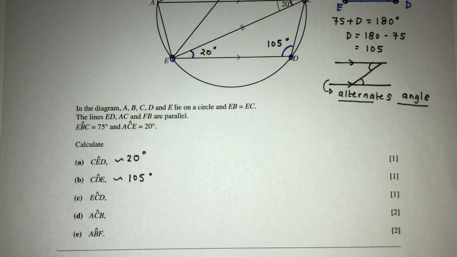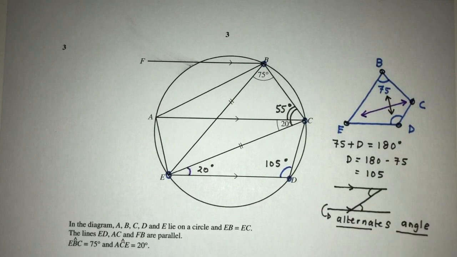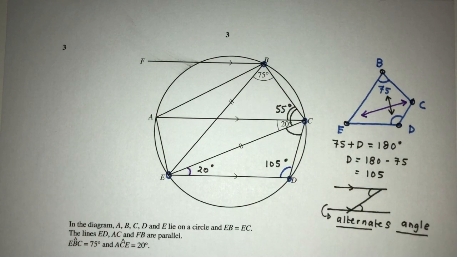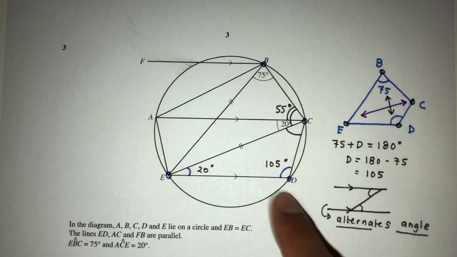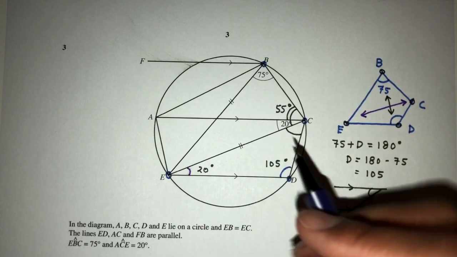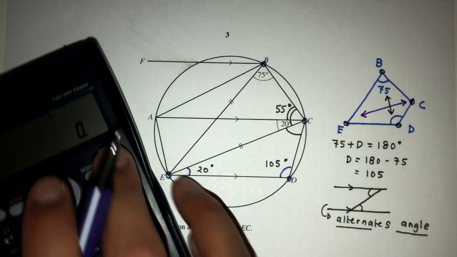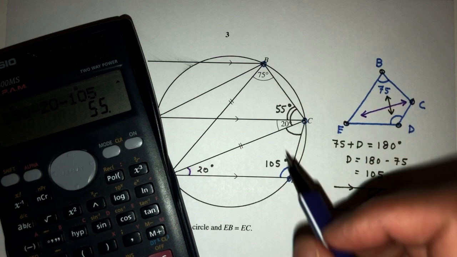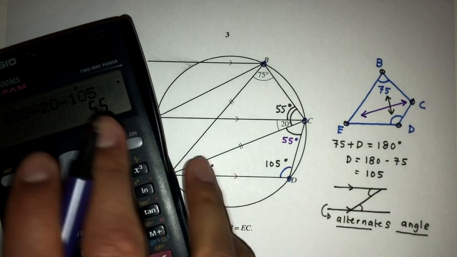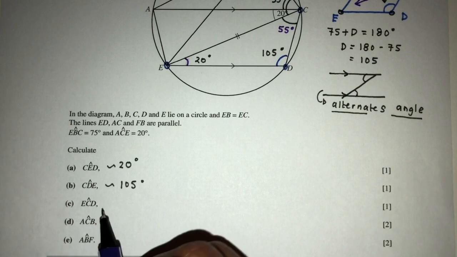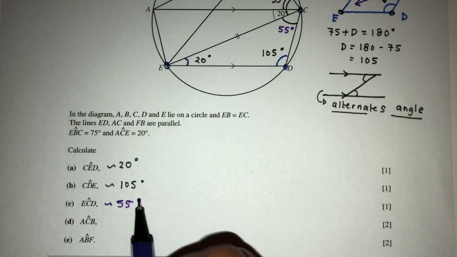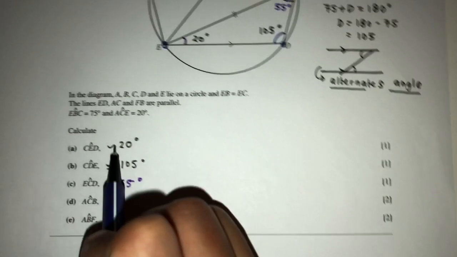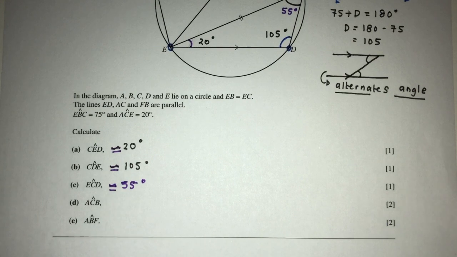Now for part C, we have to find ECD. Let's see, where is that? ECD. So we have to find this one. Now this one is pretty simple. As you can see, we have triangle ECD. We know these two angles, we just have to find this one. As you must know by now, the sum of the angles in a triangle is 180. So this will be 180 minus 20 minus 105. That will be 55. So here ECD will be 55 degrees. Of course, you have to write equal, okay? Don't copy that, write equal.